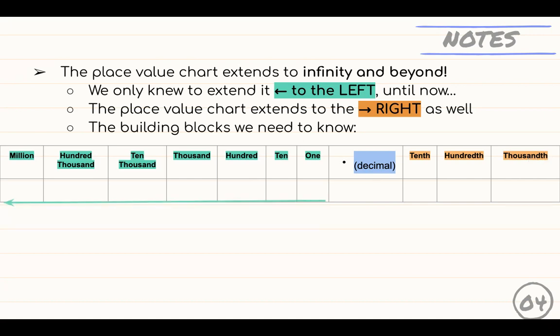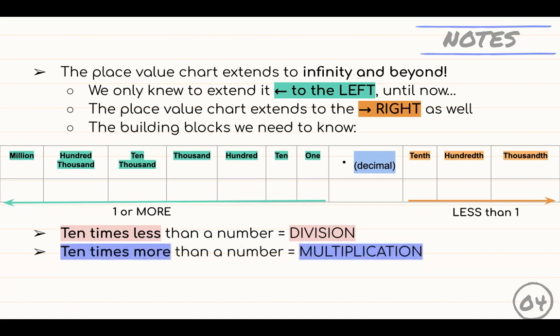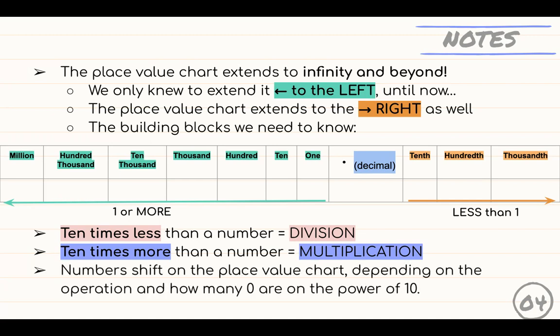To the left of the decimal is 1 or more in value. To the right of the decimal, it's less than 1 or a fractional value. 10 times less than a number, we would use the operation of division, so we would move the digit to the right. 10 times more than a number is the operation of multiplication, so we move the digit to the left. Numbers shift on the place value chart depending on the operation and how many zeros are on the power of 10. Pause and write this down.